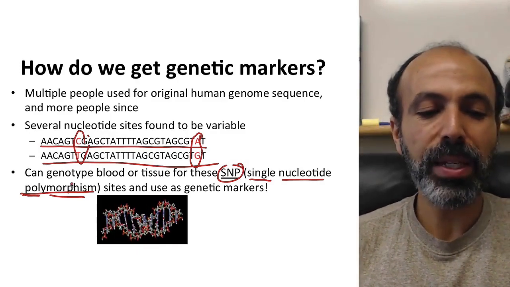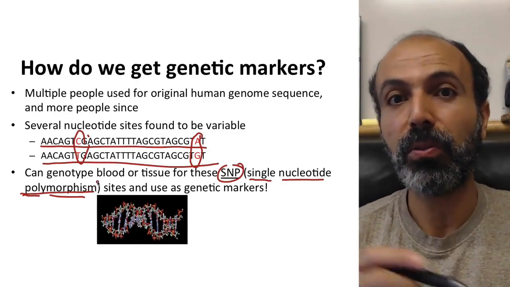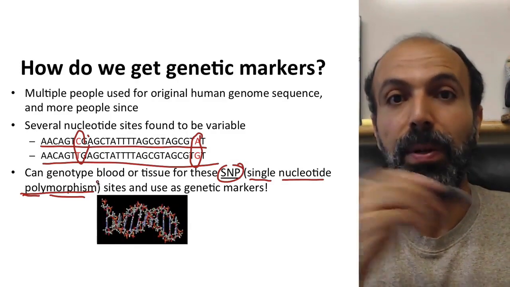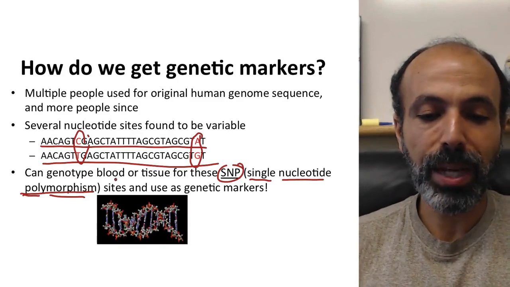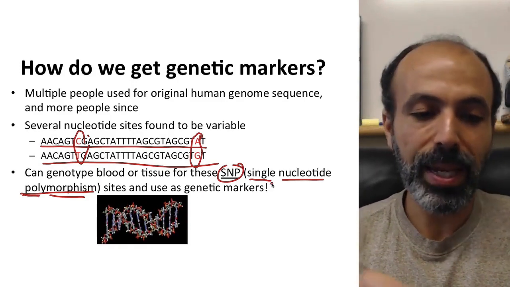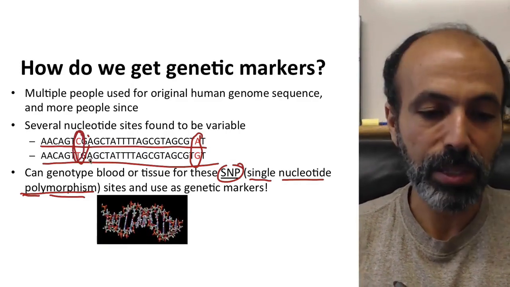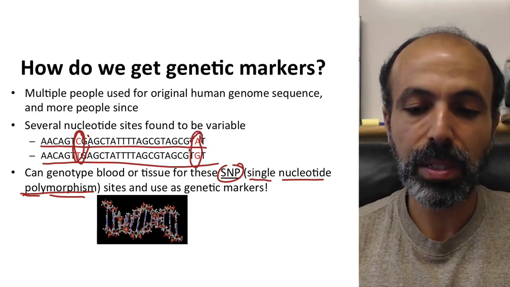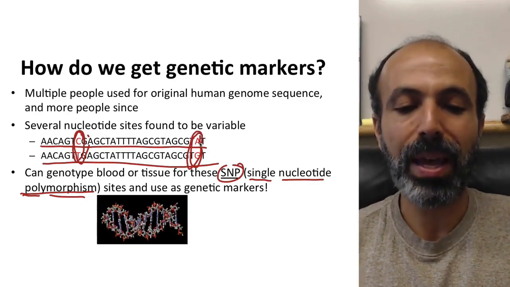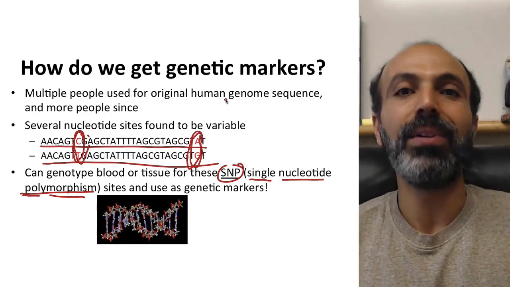Anyway, what we can do is, using blood or spit or something like that, and this is what they use for some of those DNA tests I talked about in an earlier video, we can genotype blood or tissue for these SNP markers and use them as reference points. So we can say that we can use this as a marker and then try to map a disease relative to this base. Use this as another marker and try to map the disease relative to that base, and maybe we can say it's between them or off to this side or off to that side, etc.